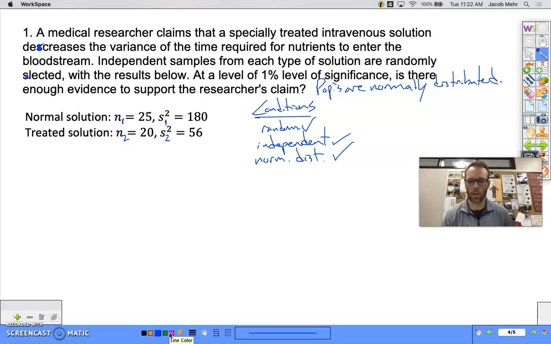Now, we don't know what the actual population variance is for this one or for that one. But the medical researcher is claiming that the new treated one decreases the variance compared to the old one. So let's write our hypotheses.